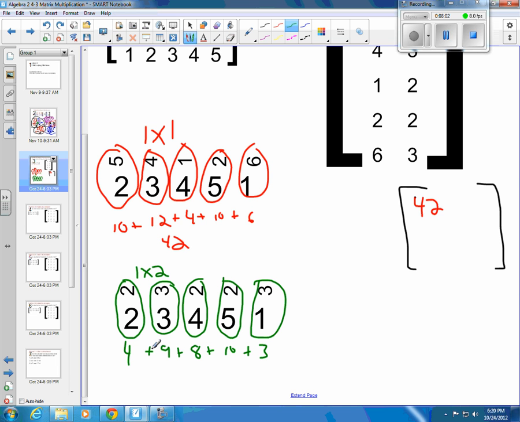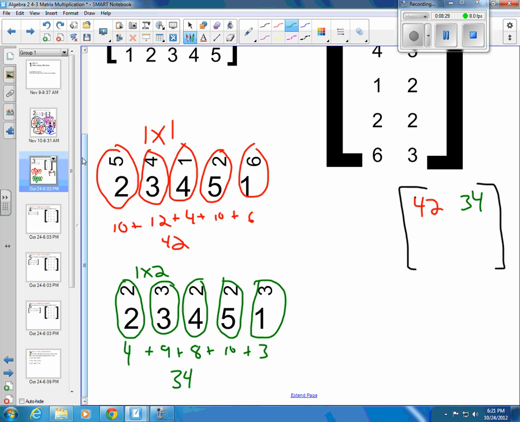And I'm getting tired, so I'm going to grab a calculator here. So 4 plus 9 plus 8 plus 10 plus 3. Those people who know me, when I get tired, I tend to not do my basic algebra skills correctly. So my first row, second column is going to be a 34. First row, second column, that would be here. So that would be my 34.